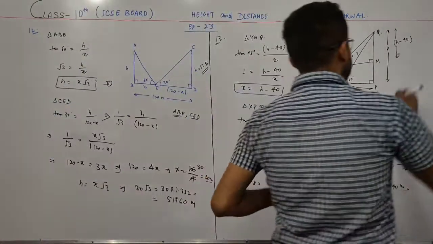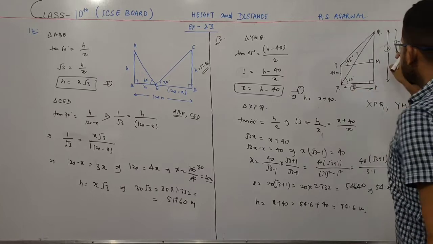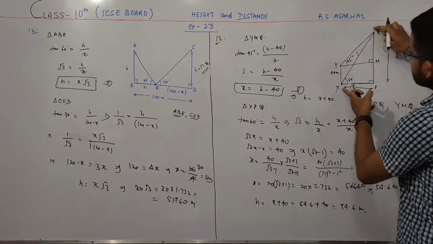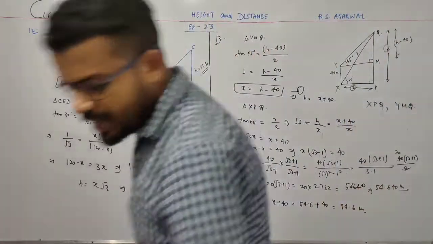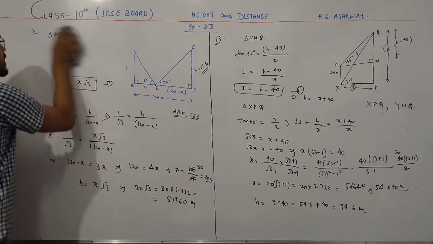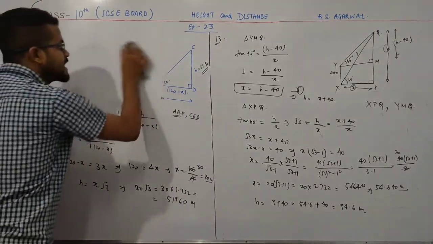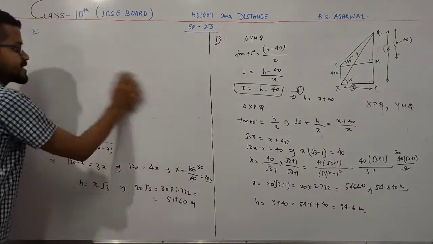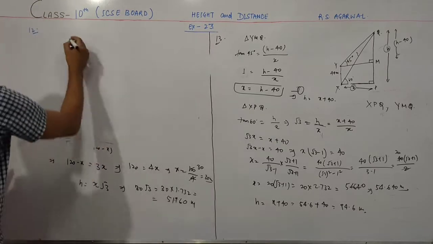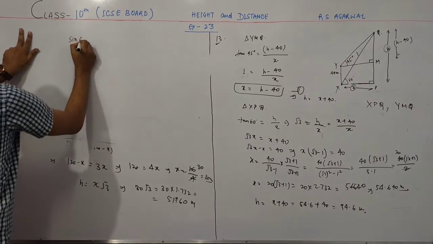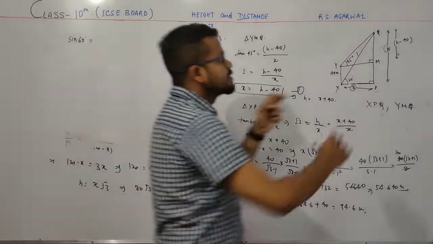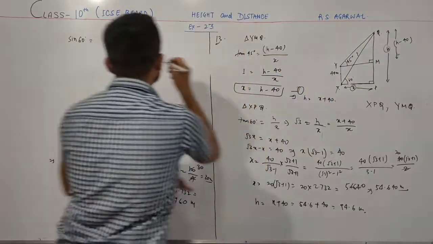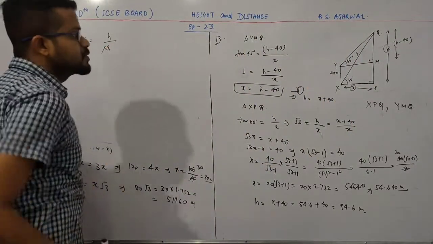So value of h, I get the value of h and also get the value of x. We have to measure this value. So simply nothing to worry about this. Simply use the identity sine, because sine is perpendicular upon hypotenuse. So I use here sine 60 degree. Sine 60 degree is perpendicular, perpendicular is h, upon hypotenuse is this, which we have to calculate, x cube.